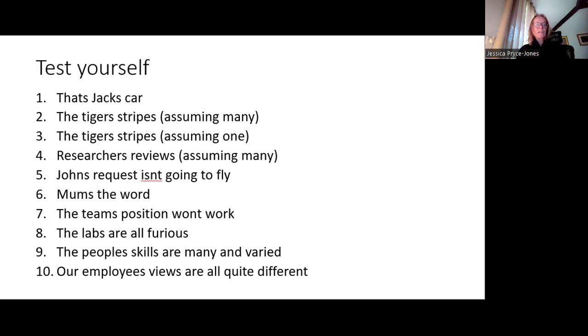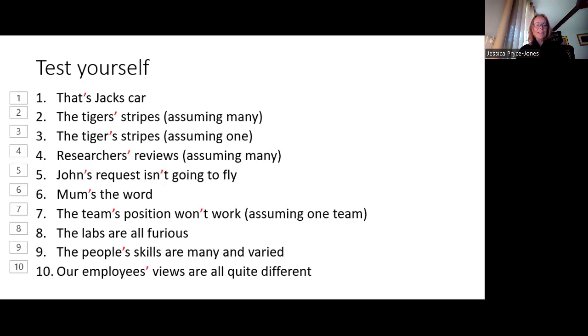Okay, so here are our answers. Jack's should have an apostrophe there. That's Jack's car, because you're saying, in your most proper English, the car of Jack. Then we've got the stripes, assuming lots of tigers, the stripes of the tigers. So it goes after the S. If we've got one tiger, the stripes of that one tiger, it goes before.